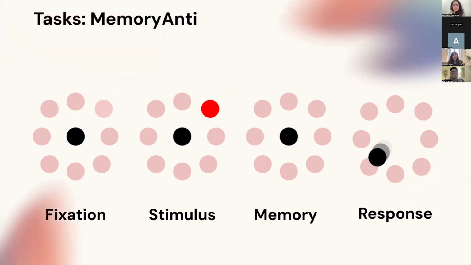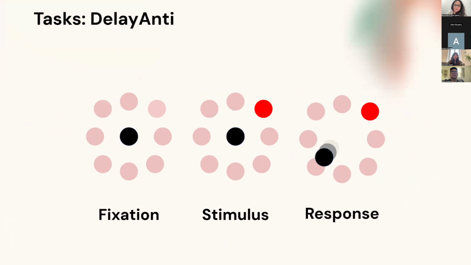Okay, so as another example, here we have memory anti. It shows the same phases. The only difference here is that at the response phase, the net goes in the opposite direction of the target that appeared during the stimulus phase. And finally, another example, this is delay anti. So the main difference here is that there is no memory phase. And the stimulus is present even during response. And since it's an anti, during the go cue, the net has to respond going to the opposite direction. So we have 15 tasks that are composed like that. They have some difference in phase structure.